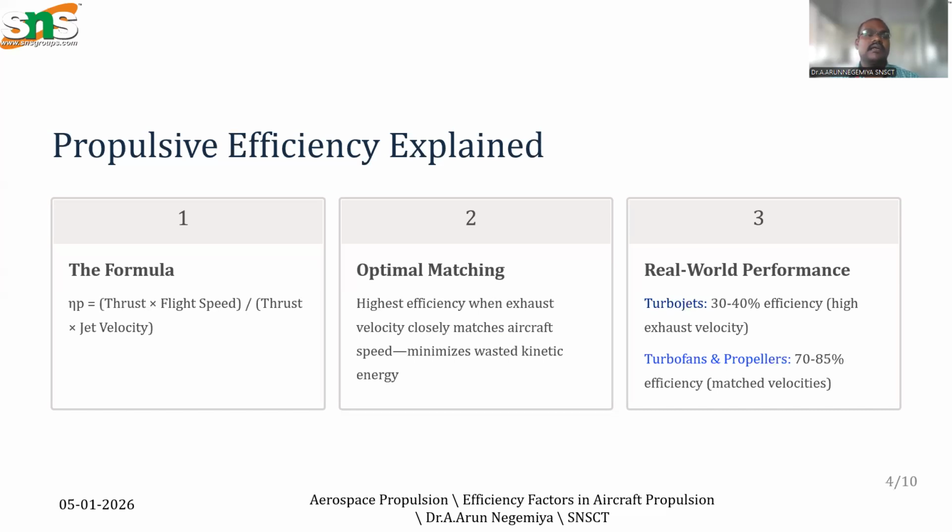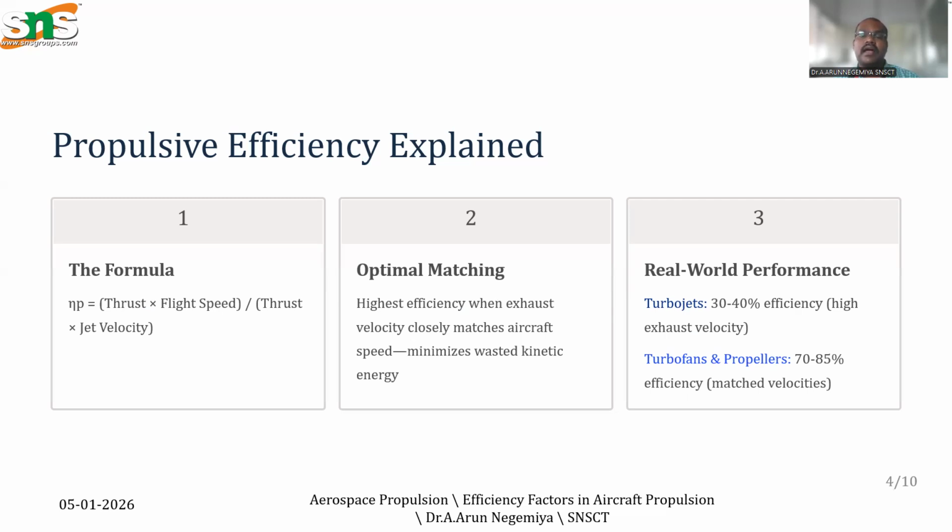And the next one: propulsive efficiency can be defined by eta into P. Eta is called the efficiency of the propulsion, and P is power. The efficiency can be calculated by thrust into flight speed, and power can be calculated by thrust into jet velocity. By using these, we will check the efficiency and the velocity in these cases.